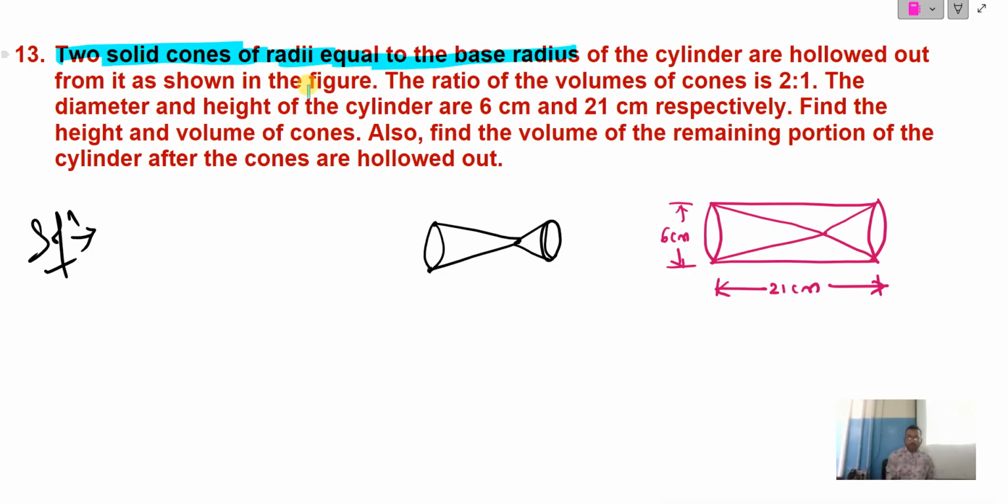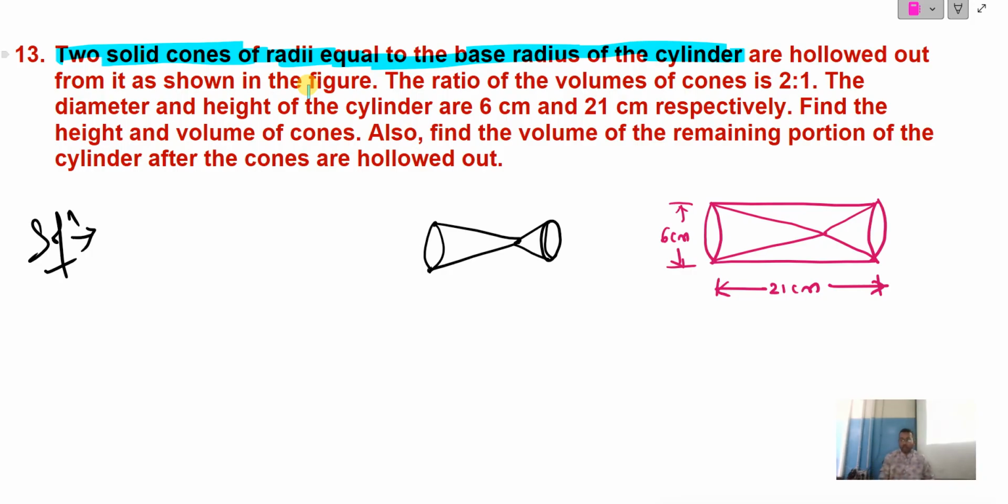Now what we have done here, we have one cylinder. In this cylinder, I am going to remove these two cones. Can you see this part and this part I am going to hollow. Hollow means removing from the cylinder. From the cylinder I am going to hollow these two parts. How am I hollowing this? In the ratio. What is the ratio of the volumes? 2 is to 1.